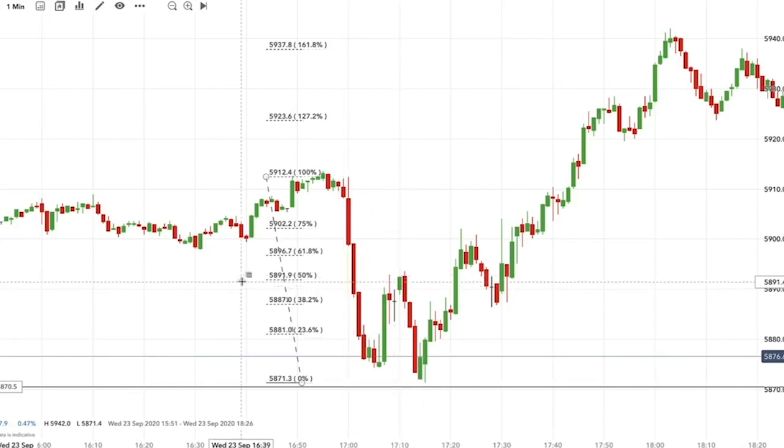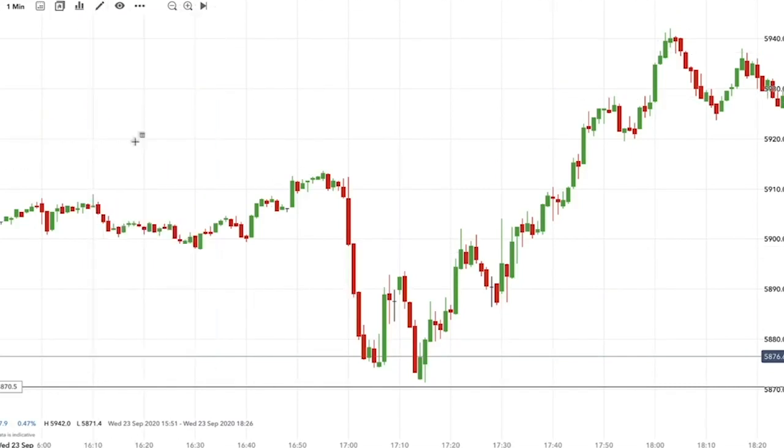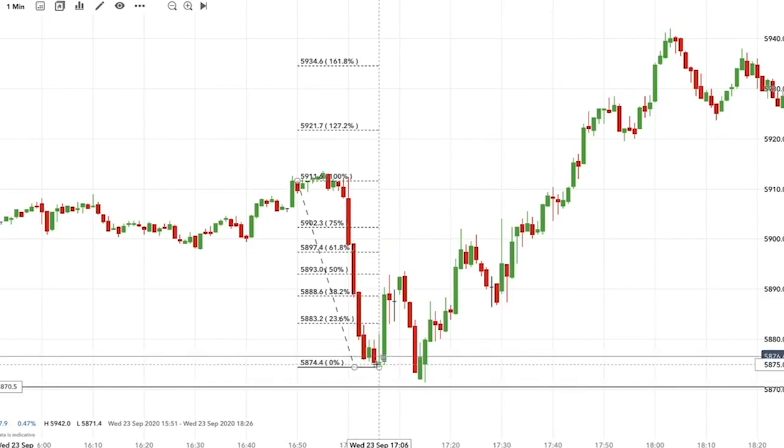In fact, let's just take that off, because the anchor for the Fibonacci should actually be down here, because that's when we entered. It was this level down here. And then you're looking for the 50% retrace. And you'll notice that the market did a perfect 50% retrace here.